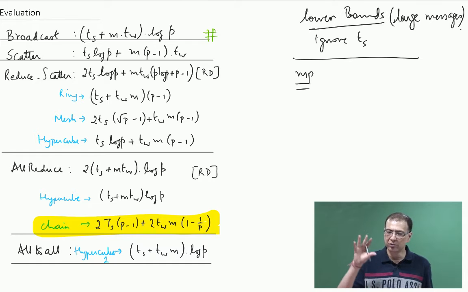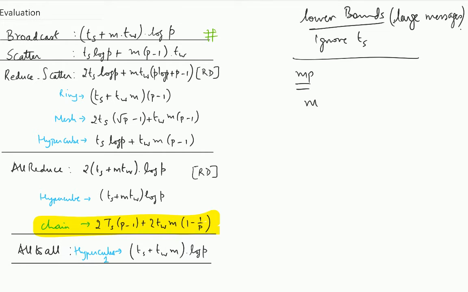Part of this is going to eventually be accumulated on the same node. That's nothing but M. M amount of data is going to be accumulated on this node. So how much data does it need to transmit? M times (P minus 1) is the data that it has to send. There's no other way, because finally that data has to reside on other nodes. So M times (P minus 1) times TW is a lower bound.